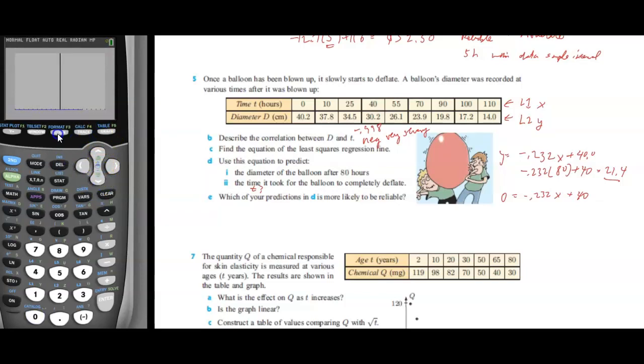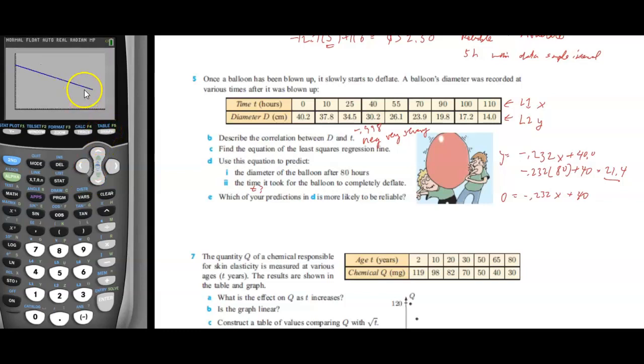Okay, unfortunately there was a weird zoom here. Let me change the window so that it follows this data. The x values go from like 0 to 110, so I'll put 0 for the x min and 110 for the x max. For the y min and y max, what's the biggest number here? It's like 40, so I'll put 0 to 50. Okay, and then I'll graph.